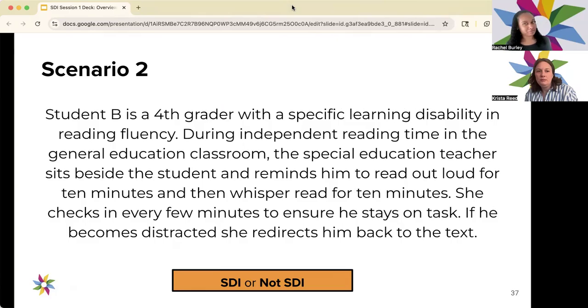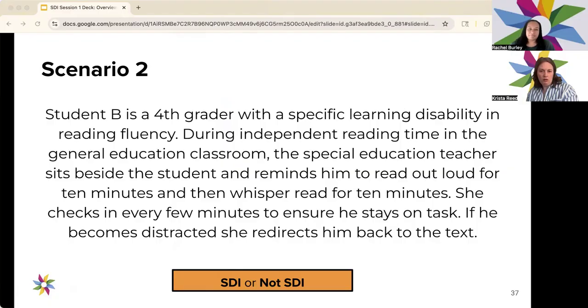Awesome. Scenario two. Student B is a fourth grader with a specific learning disability in reading fluency. During independent reading time in the general education classroom, the special education teacher sits beside the student and reminds him to read out loud for 10 minutes and then whisper read for 10 minutes. She checks in every few minutes to ensure he stays on task. If he becomes distracted, she redirects him back to the text. Is this SDI or not SDI?